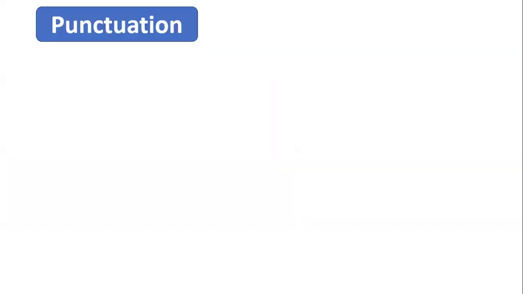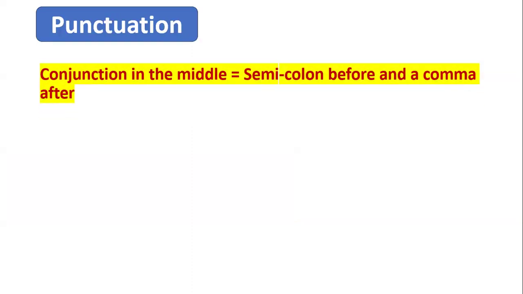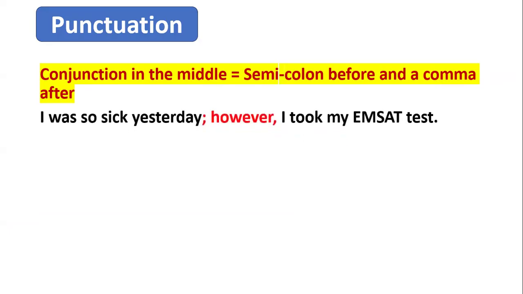Let me show you something really important about punctuation here. Usually, if the conjunction is used in the middle, a semicolon should be used before and a comma after, like this. I was so sick yesterday; however, with a small h, and then a comma, and then the completion of the other sentence.